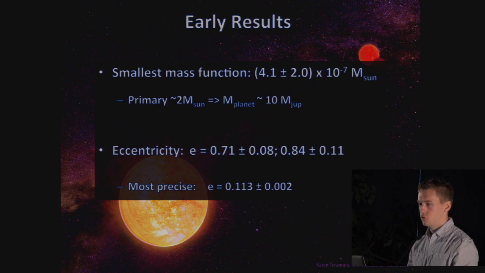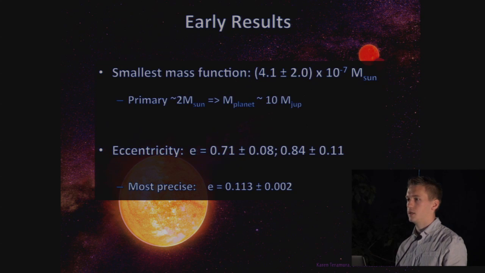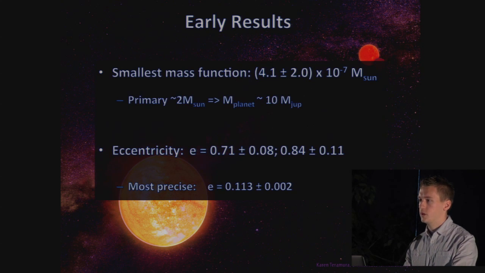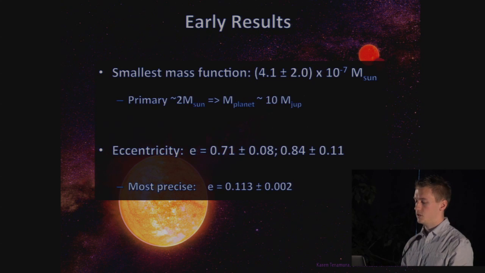We see a range of eccentricities from essentially circular systems up to quite large eccentricities. Here we have some systems 0.7, 0.8 in eccentricity. But we can also get very precise eccentricities in some cases. So here we have a system that's around 50 sigma away from being a circular system with a very small uncertainty on the eccentricity indeed.